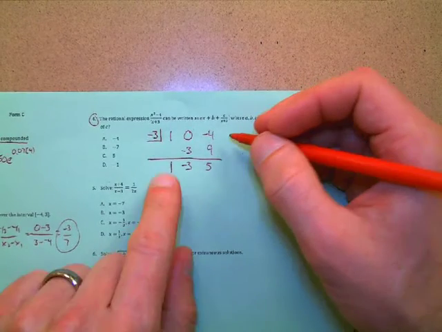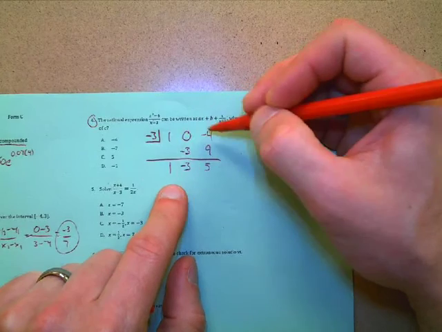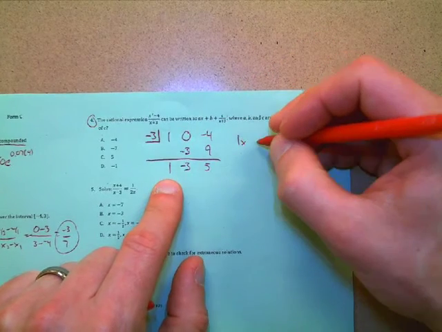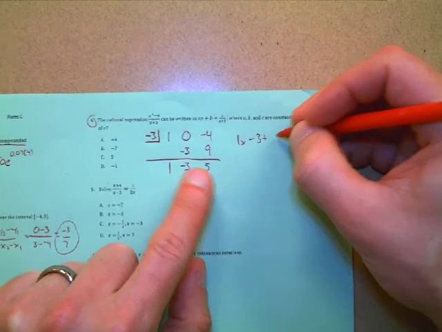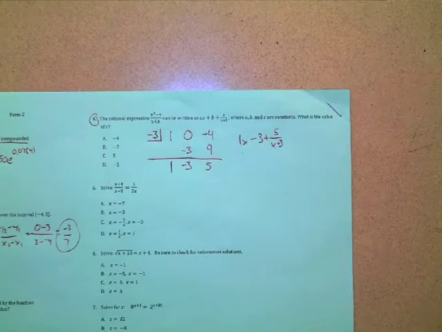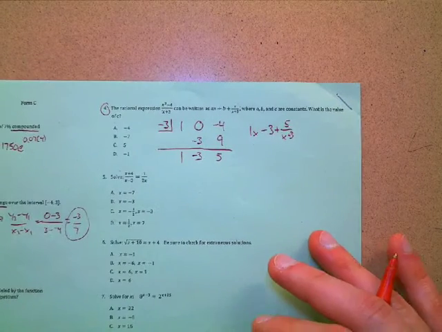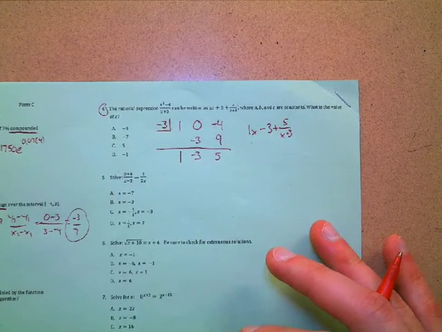So we started with a quadratic, right? This was x squared plus 0x minus 4, and now we'll have 1x minus 3 plus 5 over x plus 3. Okay? We want to know what the value of c is. What's the value of c? Our remainder. 5. Yeah, it's just 5.